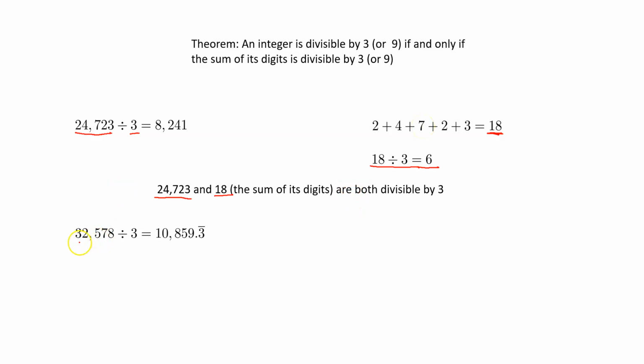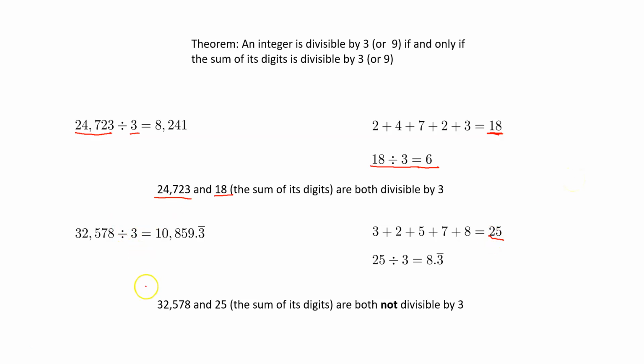But it also works the other way. If I take something that is not divisible by 3, so let's say I take 32,578, and I try to divide that by 3, I'm going to get this crazy number here. It has a repeating decimal, so it's not an integer. But if I take the sum of those digits, you'll notice that 25 is also not divisible by 3. So the key here is that you're always going to have a situation where a number and the sum of its digits will either both be divisible by 3 or both not be divisible by 3.